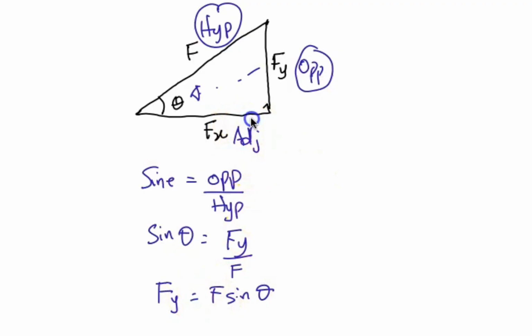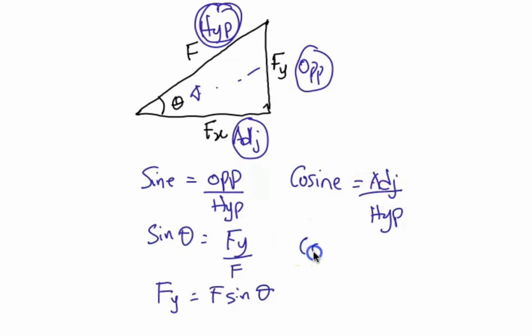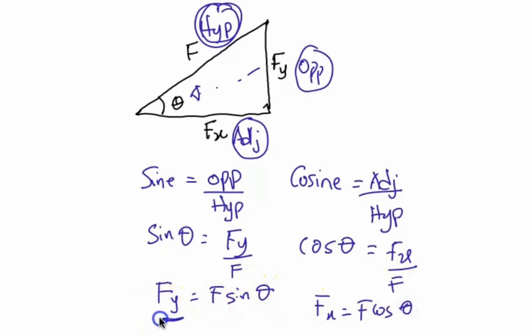Then for the x, we have this adjacent and this hypotenuse. Based on trigonometry, we know that cosine is equal to adjacent over hypotenuse. So in this case, the cosine of the angle is adjacent, which is Fx, over F. When we do the cross multiplication, Fx will be equal to F cos theta. So one thing I just wanted to pick up is that for your y component, you use sine, and for the x component, you use cos. So let's use this in solving a question.